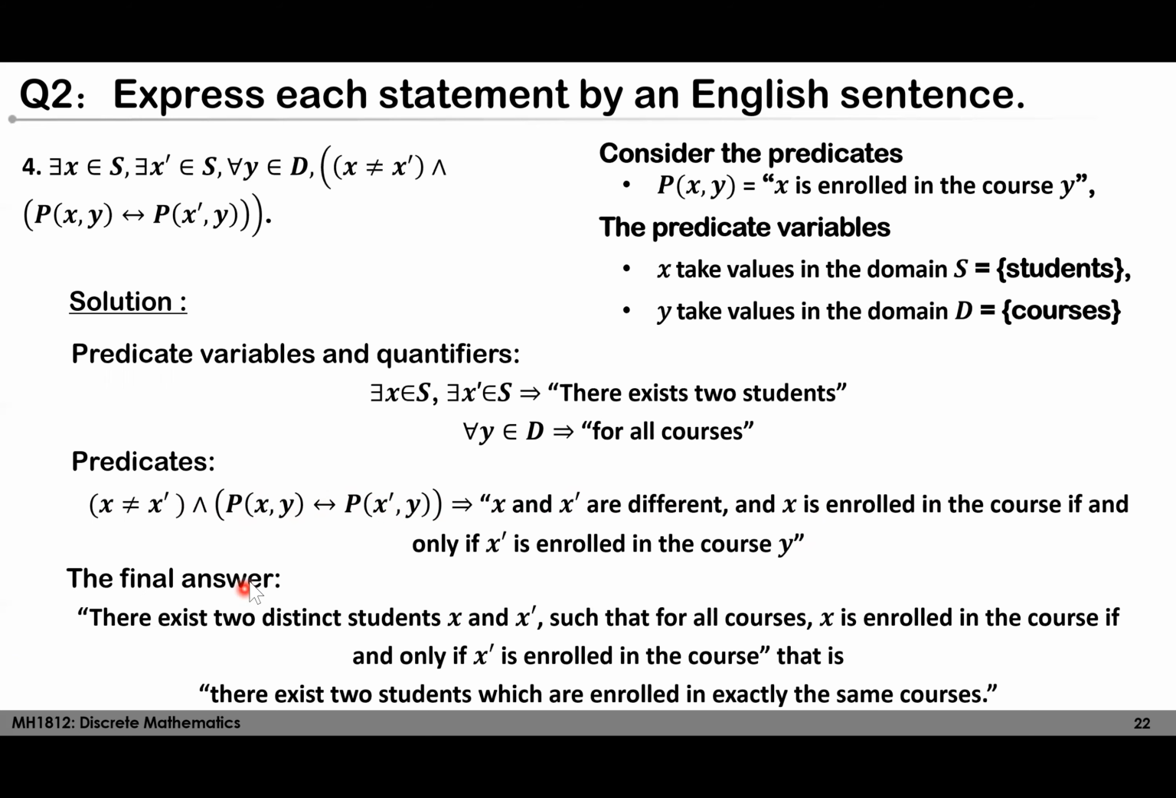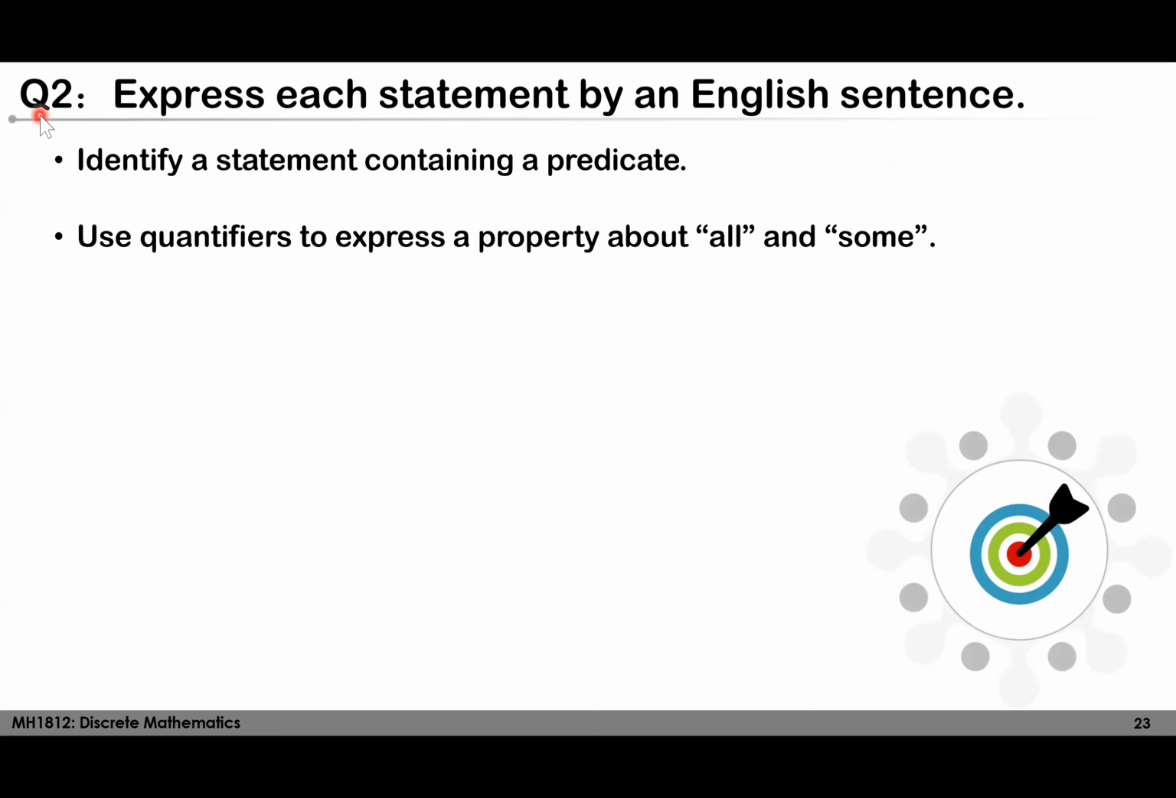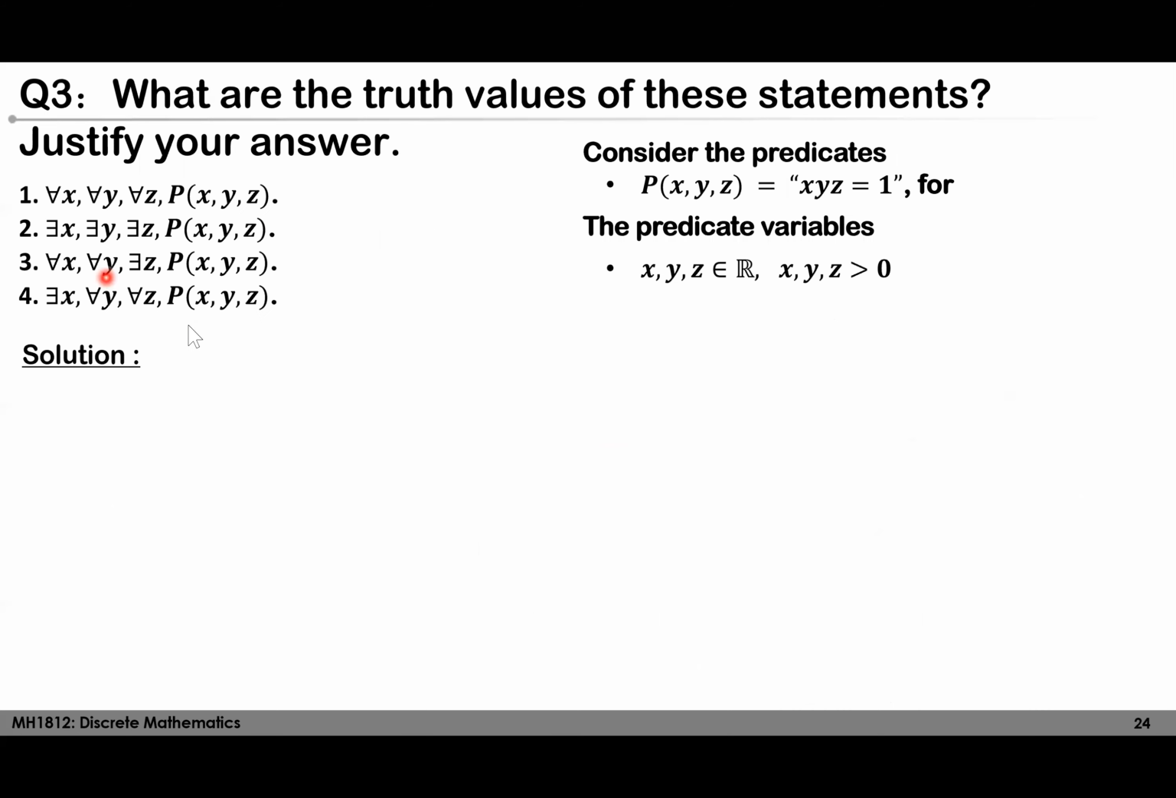So the final answer: there exist two students, x and x prime, such that for all courses, x is enrolled in the course if and only if x prime is enrolled in the course. That is equivalent to saying there exist two students who are enrolled in exactly the same courses. So the target of question 2 is similar to the target of the first question. So for question 3, we need to determine the truth values for these symbolic statements.